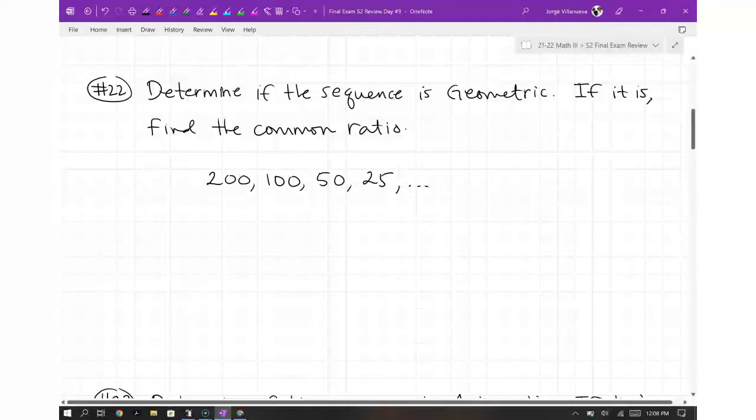Determine if the sequence is geometric, and is it a common ratio? So you could just say like, is it geometric? Find r. Okay, that's a faster way to put it.